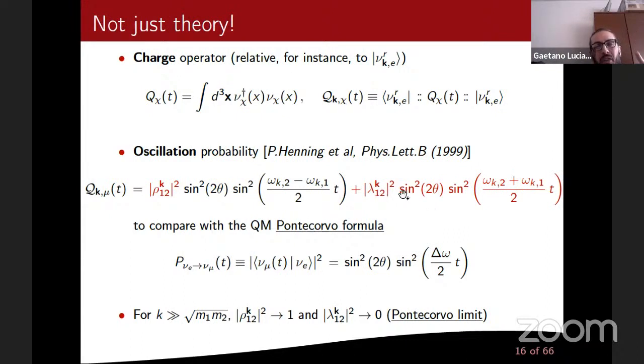But let me stress this point. The main difference between the full theoretical approach and the quantum mechanical approach is expected to arise for non-relativistic neutrinos. Because if you consider the relativistic limit, you see that rho is 1 and lambda is 0, so you recover the standard Pontecorvo formula, okay? These extra corrections are more prominent for non-relativistic neutrinos.